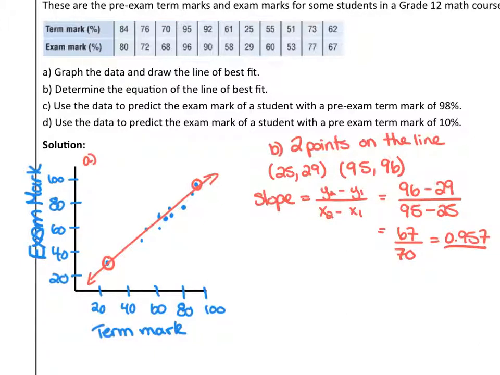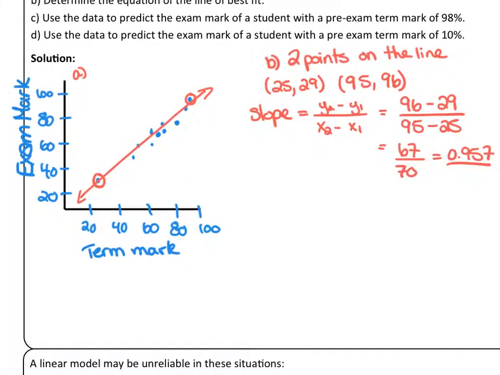Now, if you remember, the equation of a line is y equals mx plus b. So we found the slope, that's the m. And all we need to do then is find out the b value. In order to find the b value, we can put the slope in and one other point. We can choose one of our points that we had and then solve for b. So I'm going to use the first point. So 29 equals 0.957 times 25 plus b, and we'll solve for b.